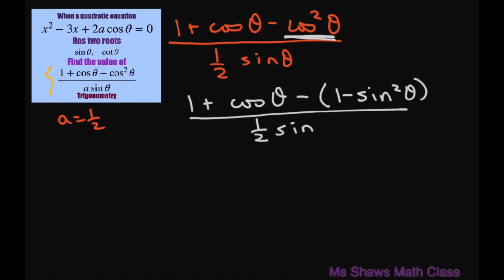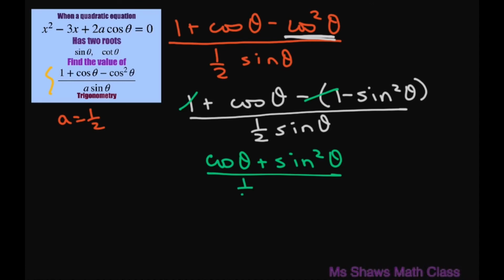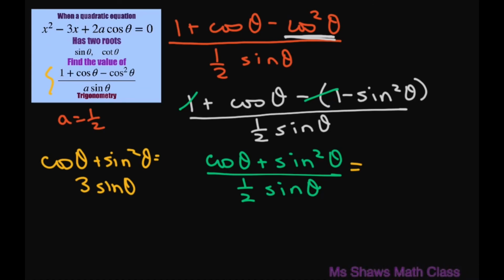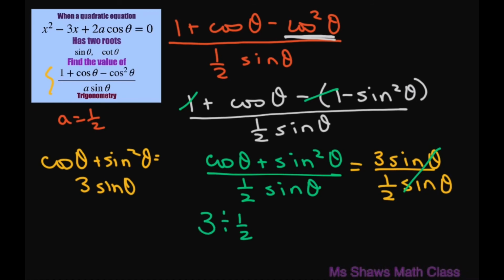1/2 sine of theta. All right, so this is going to give you 1 minus 1, and we get cosine of theta plus sine squared of theta divided by 1/2 sine of theta. Well, recall on the other side, cosine of theta plus sine squared of theta equals 3 sine of theta. So just using substitution, we're going to get 3 sine of theta divided by 1/2 sine of theta. So what happens is these cancel out. So you get 3 divided by 1/2. And this is going to equal 3 times 2, which equals 6.